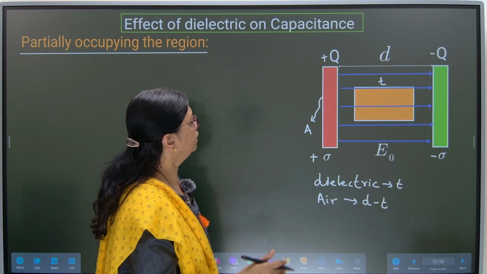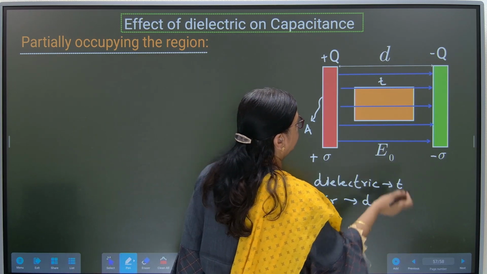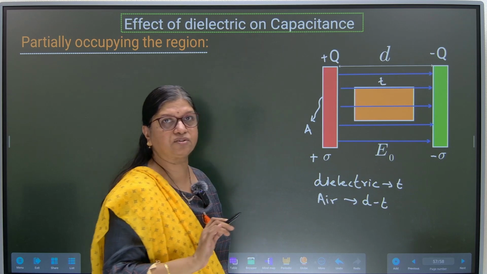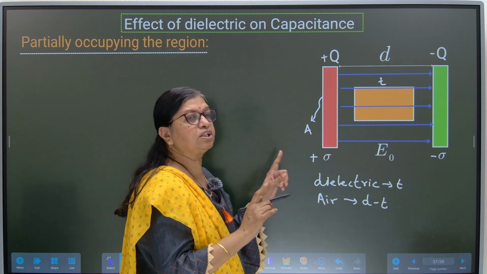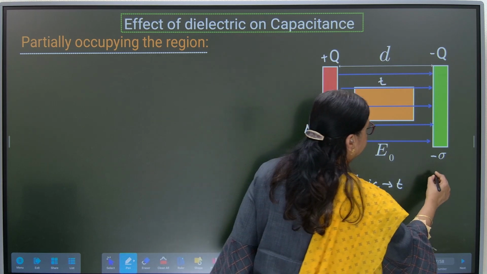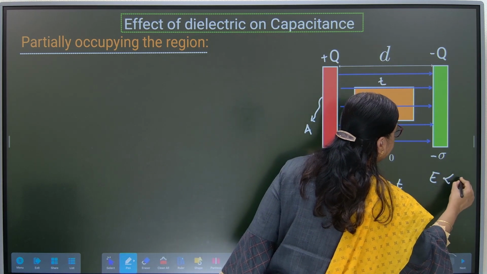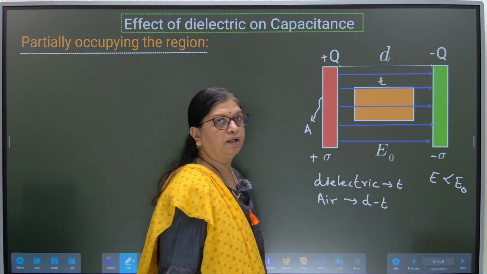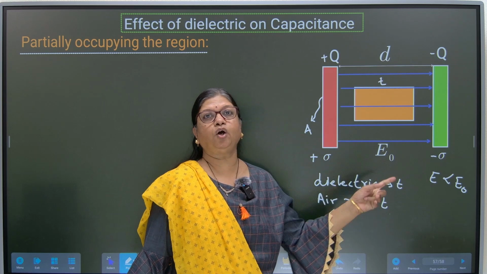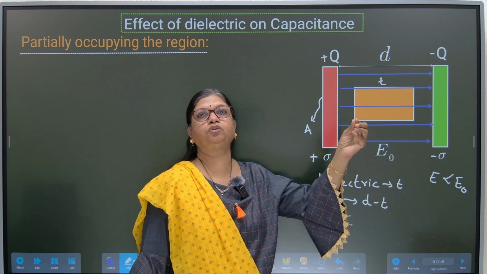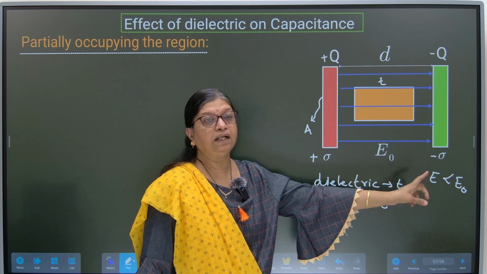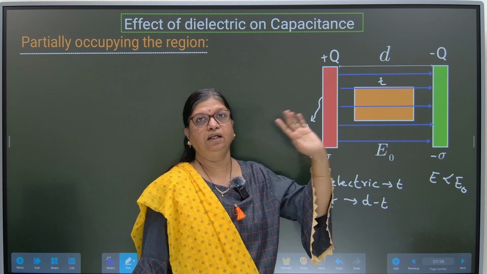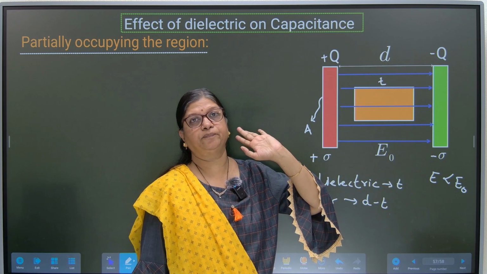As you can see, as soon as I place the dielectric, there will be an electric field E, which is less than E naught. What was E naught? E naught was the electric field when there was no dielectric slab. E is the electric field inside the dielectric. E is less than E naught.